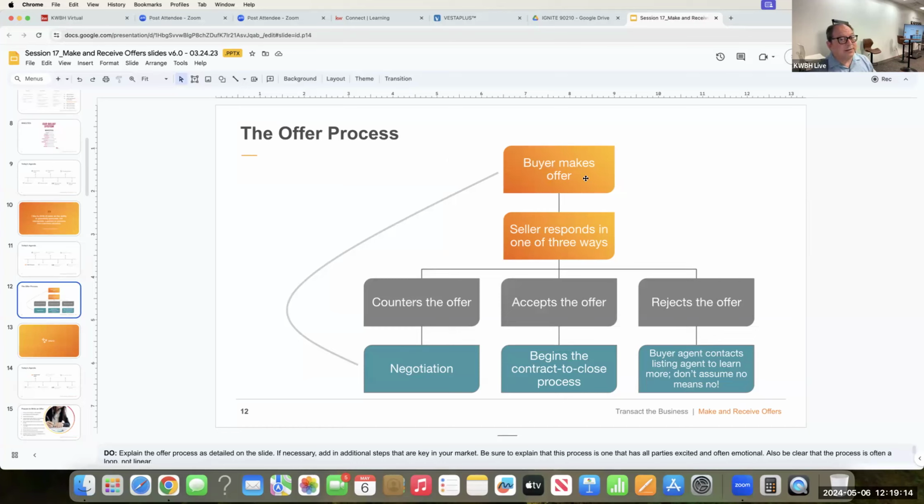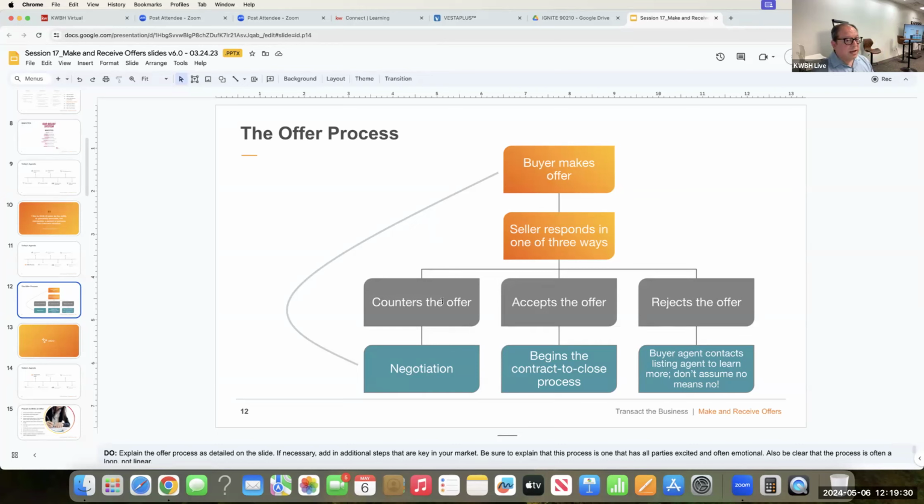All right, so here we go. We need to make an offer. Now we've decided on a price. We're gonna make an offer. So what's gonna happen? There's three ways that a seller can respond to the offer. Right? Think about it. You guys are gonna make an offer on a property. There's three things that can happen.